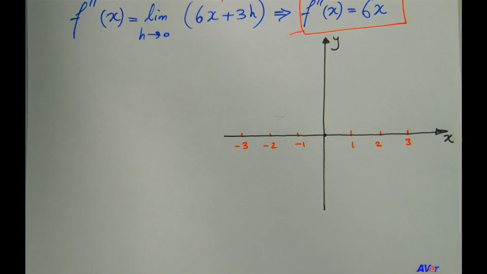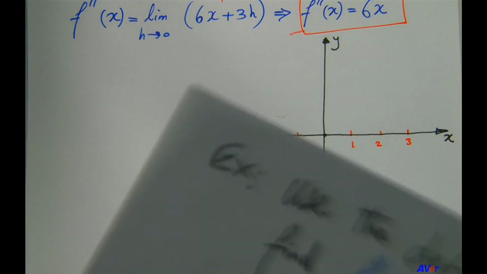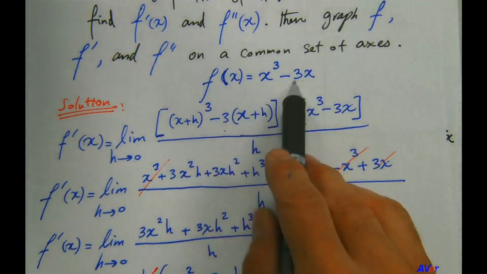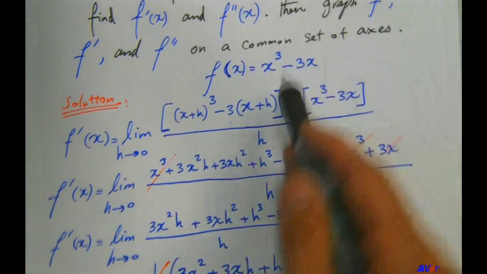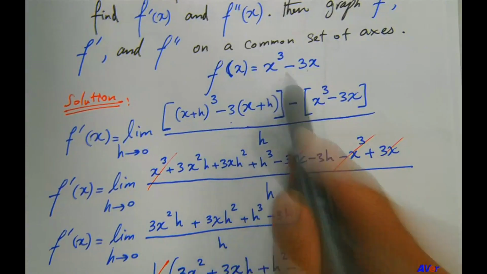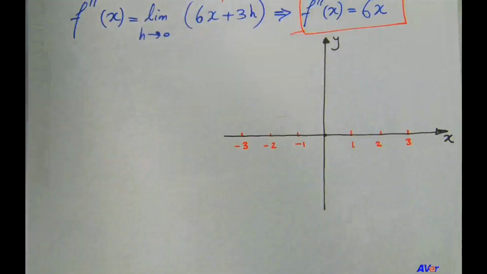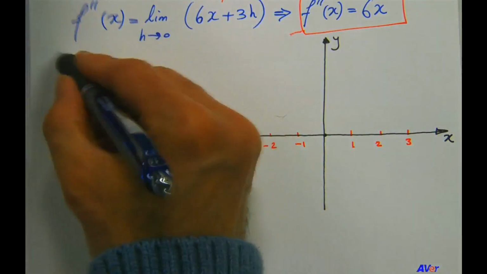Right, so what was the original function? The original function was something cubed, right? So let's see where that was. Okay, here's the original function, x cubed minus 3x. So this is a polynomial. Polynomials, we know they are continuous. So if we factor that, so let me just put a line here.